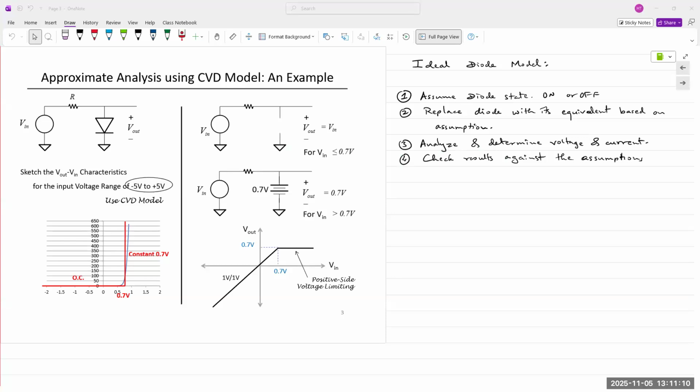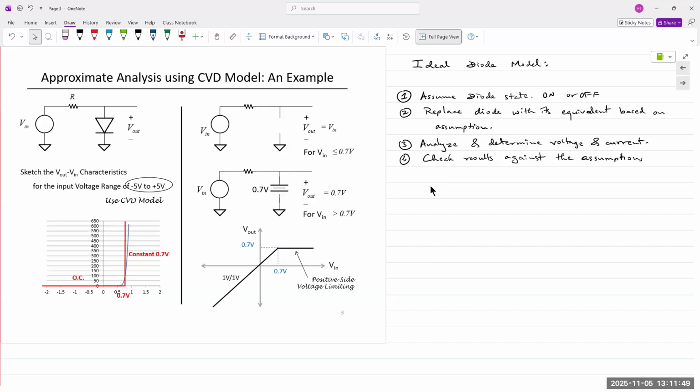All right. So the CVD model and the ideal diode model are essentially very similar, except for the modeling of forward bias. In the reverse bias, both models will portray the diode as an open. In the forward bias, it's a short circuit, except CVD requires a short circuit plus the diode voltage drop. This diode voltage drop could be 0.6 or could be 0.7.